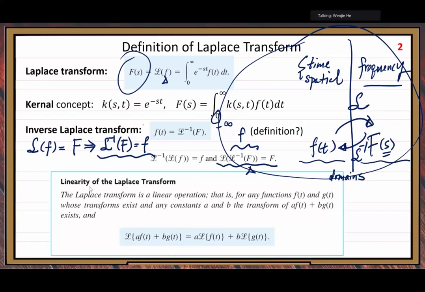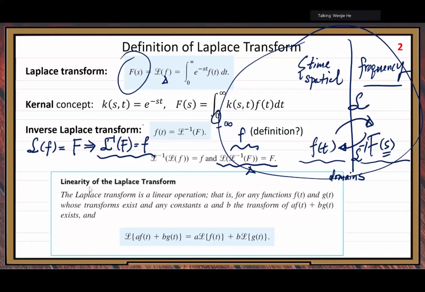Linearity. In calculation, we need to apply this linearity of Laplace transform a lot. When you apply Laplace transform on a linear combination of two functions, an f function and a g function, you can separate them. You can take the constants a and b out of the Laplace transform. Using the integral definition, you can see this property easily.